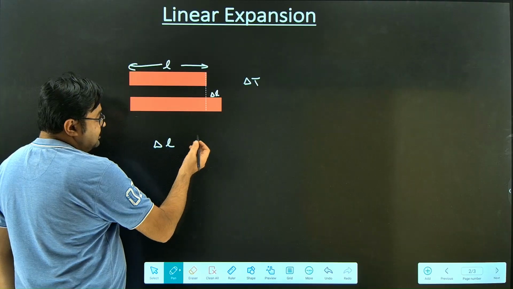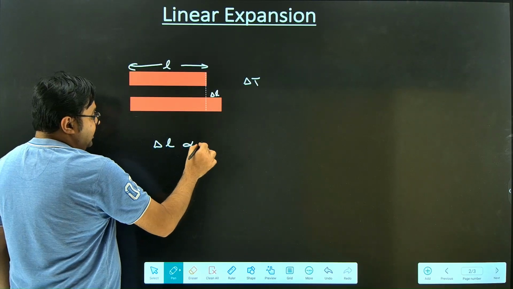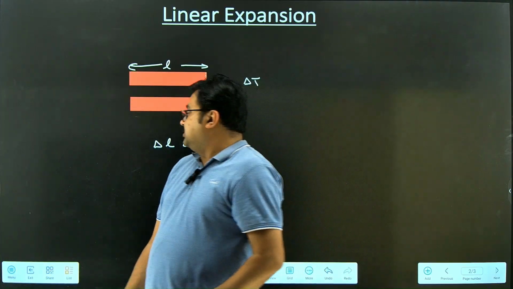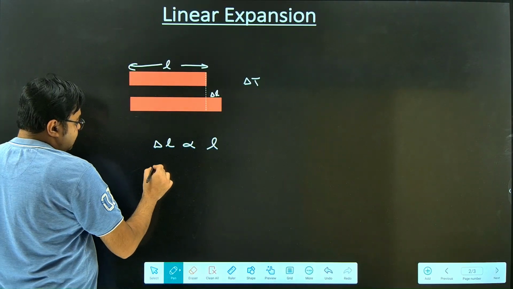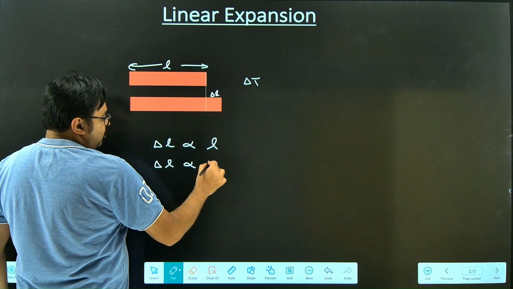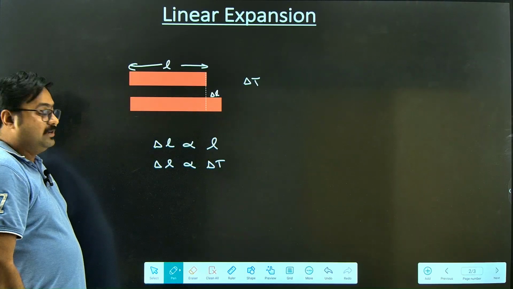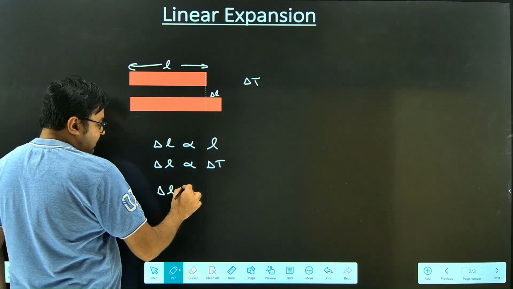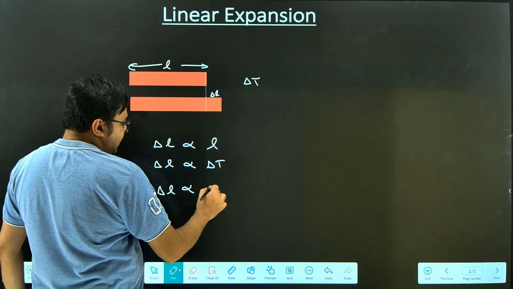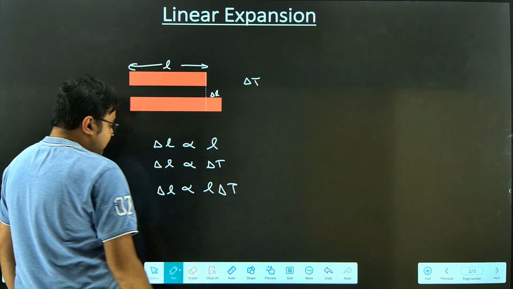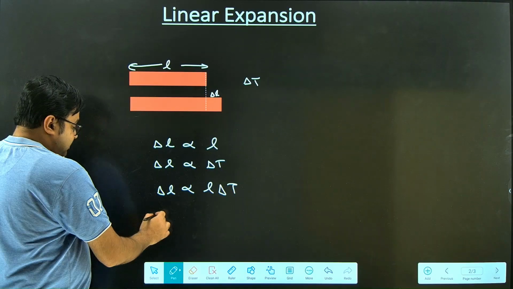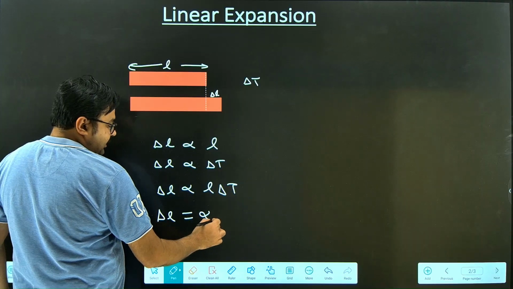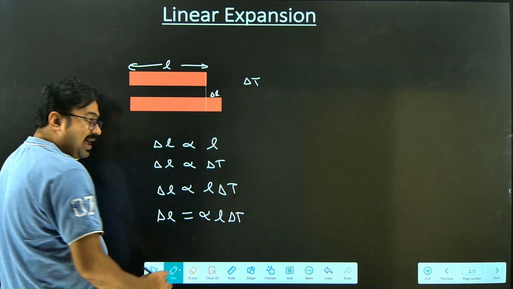The increase in length delta L depends on the initial length, which is L. It also depends on the rise in temperature. Greater the rise in temperature, greater would be the change in length. So I shall write it as delta T. Let's combine the two proportionalities. We have delta L proportional to L into delta T. Let's make this an equation now. The change in length, my dear friends, is equal to alpha into L into delta T. That is all you will have.